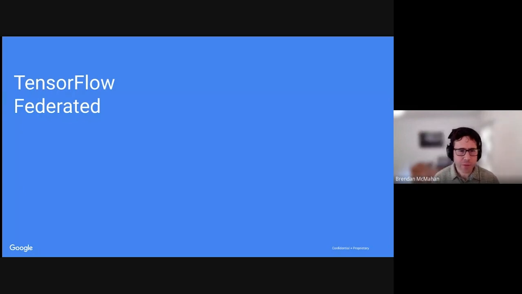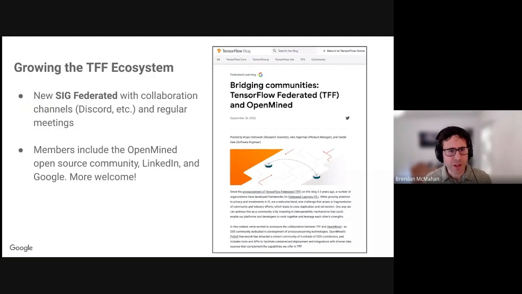But in the spirit of time, I'll continue the tour. I wanted to mention a few updates with TensorFlow Federated. One of our big goals has been to continue to grow the TFF open source ecosystem. So we've launched a new special interest group on federated approaches that provides collaboration channels like a Discord server, as well as regular meetings. Some of the current members include the OpenMined open source community, LinkedIn, and Google, but of course more are definitely welcome.